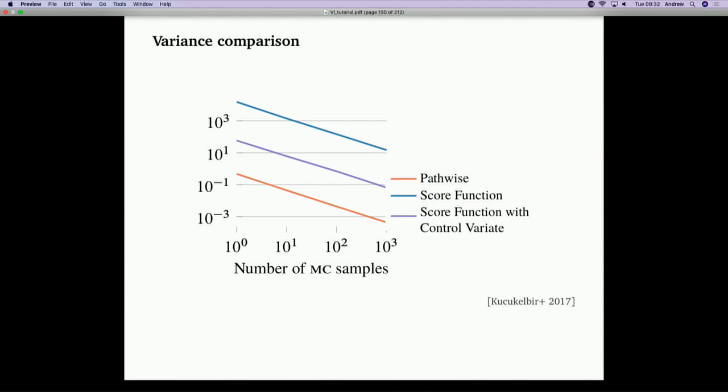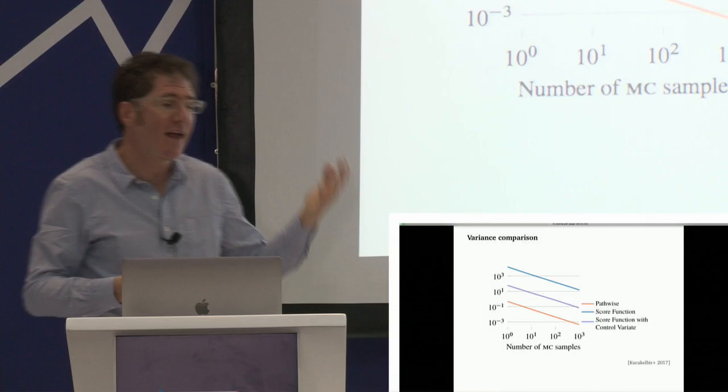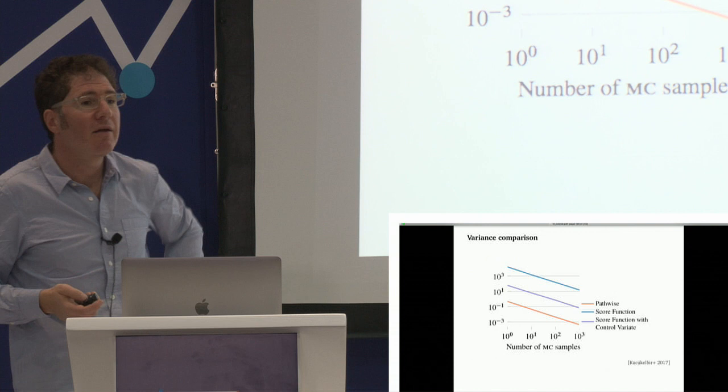Here, the blue line is the score gradient, which has higher variance than the other two. The red line is the reparameterization gradient, and the other line is the score gradient with some of these tricks to reduce its variance. It doesn't get as low as the red line, but it's better than the score gradient without those tricks.